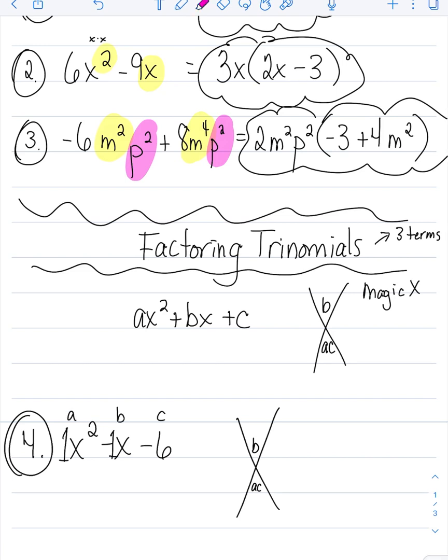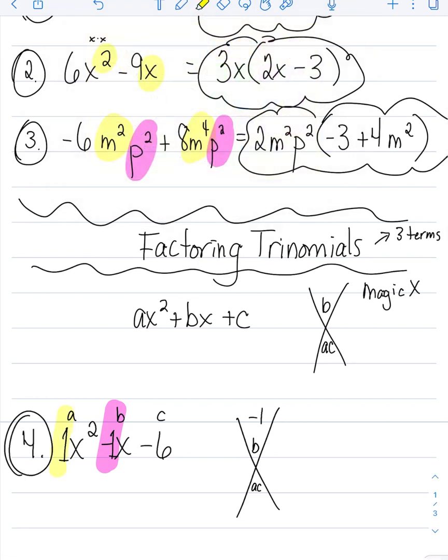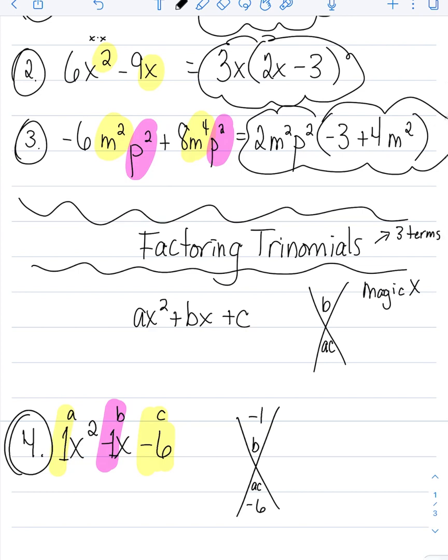So my b coefficient is -1, so I'm going to write -1 up here. My a is 1 and my c is -6. Well, what is 1 times -6? It's -6. Magic x has your back. I say that every time. You'll notice I do that.